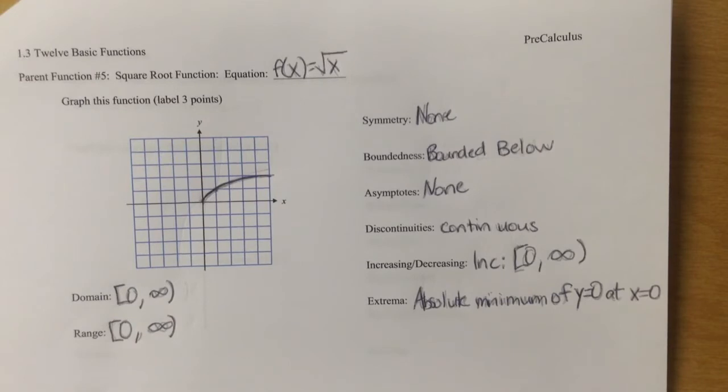There is no boundedness. There are no asymptotes and the function is continuous. The function is increasing from negative infinity to infinity, and there's no extrema.